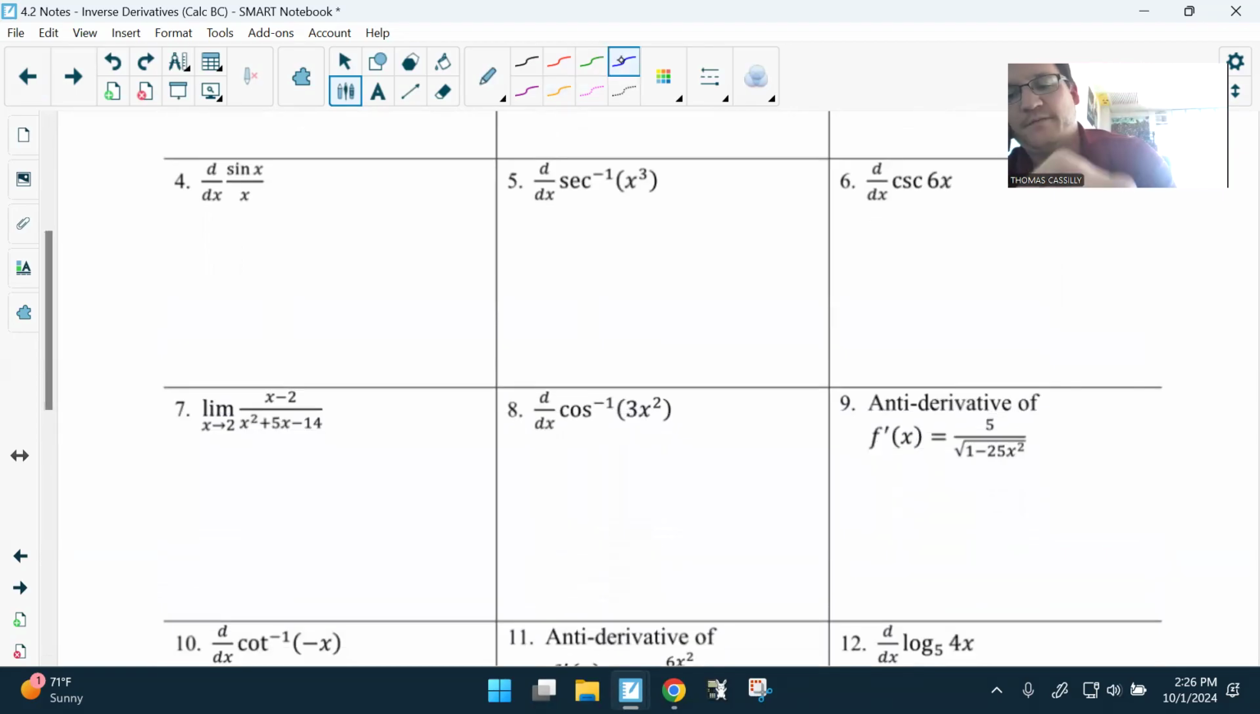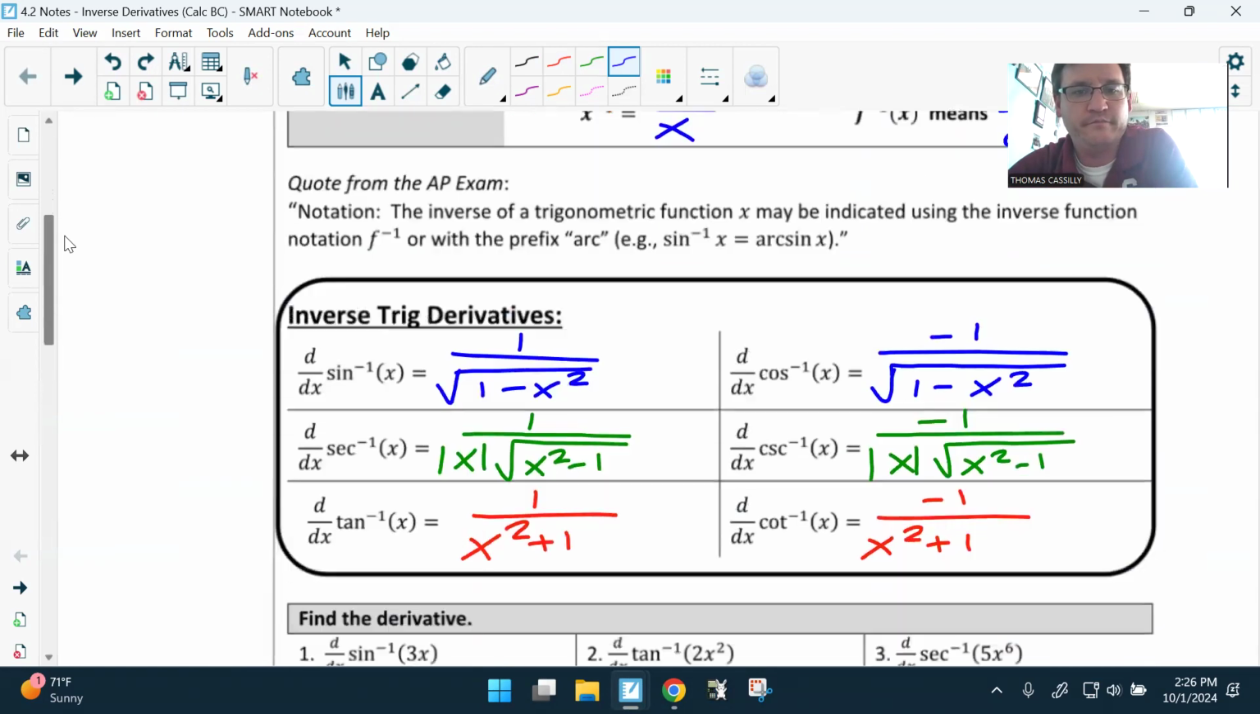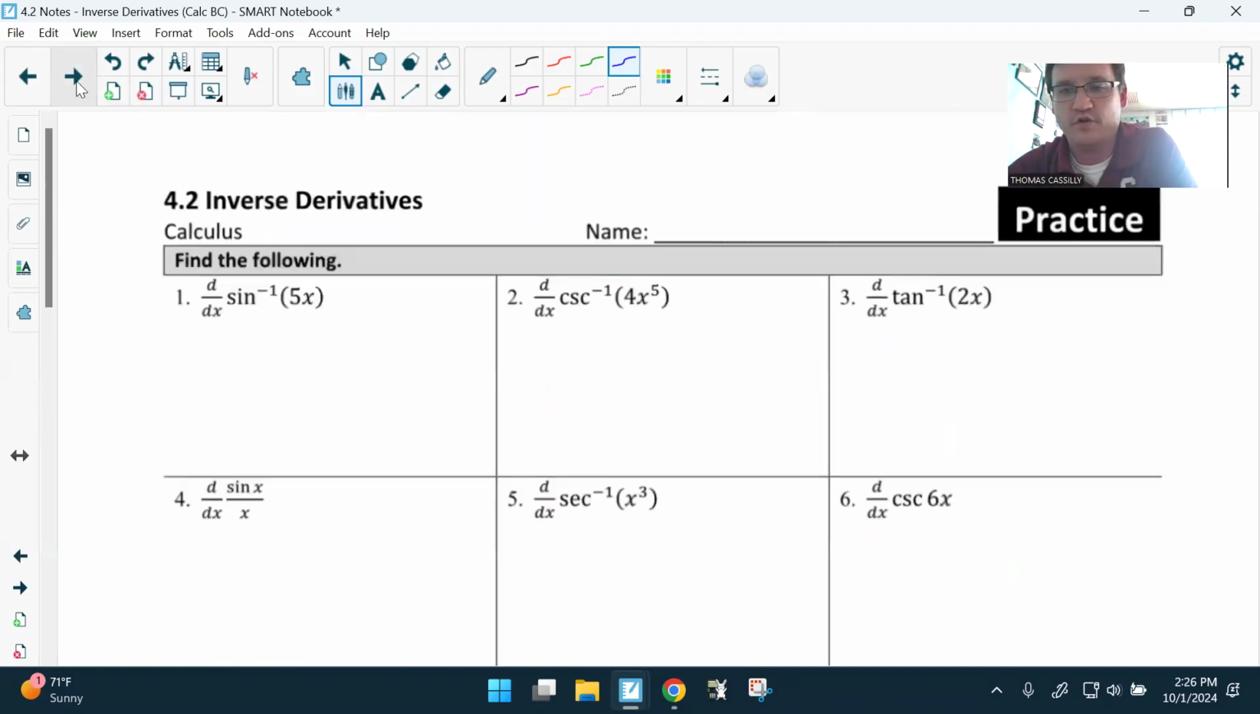I see a 25x squared on the bottom. If we look at the inside, it's 1 minus something that had to get squared here. How do we get that? Well, the square root of 25x squared is 5x. The derivative of 5x is 5. So this one, we can already tell, ends up being the inverse sine of 5x, because if we compare it to the derivative of the inverse sine, it has that same exact structure.